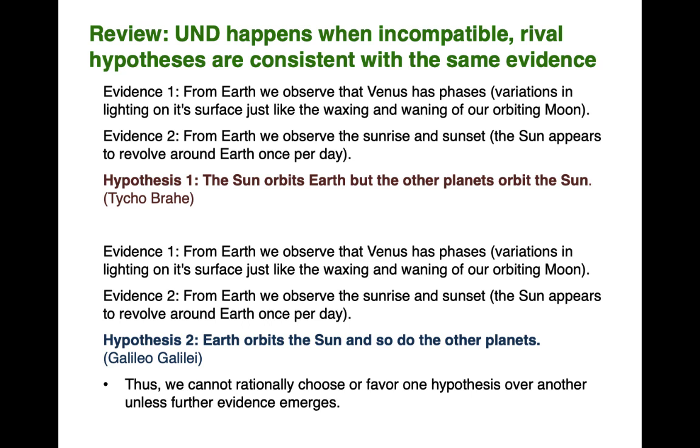The hypothesis itself is not compatible with Tycho Brahe's hypothesis. That hypothesis is that of Galileo Galilei, following Nicholas Copernicus. He thought that what would explain these observations, this data, was that Earth orbits the sun and so do the other planets. And the point behind underdetermination is that we can't rationally choose or favor one hypothesis over another unless further evidence emerges. This isn't true for all rival hypotheses.